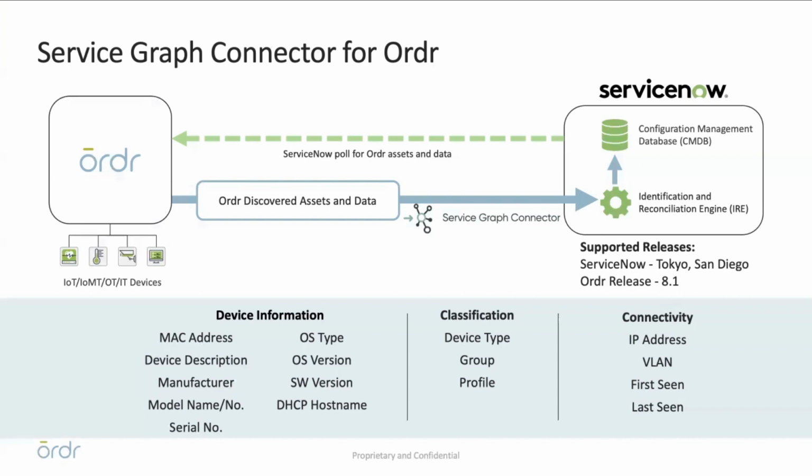So the number one benefit is simplifying the process of exchanging data between Ordr and ServiceNow. And the second is that the amount of data that is exchanged between ServiceNow and Ordr has gone up tremendously with the Service Graph connector.